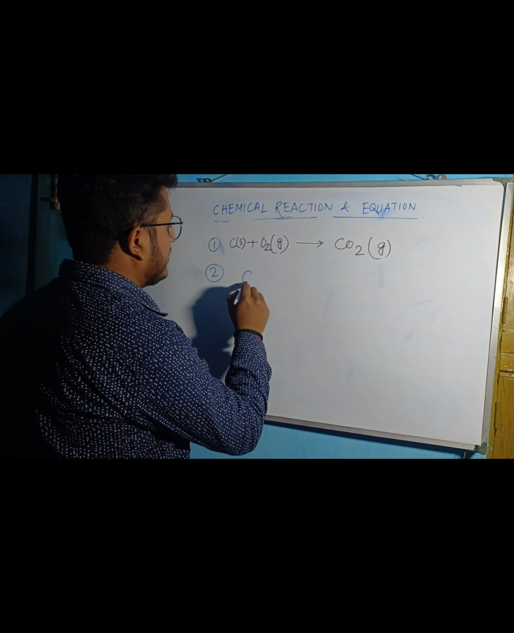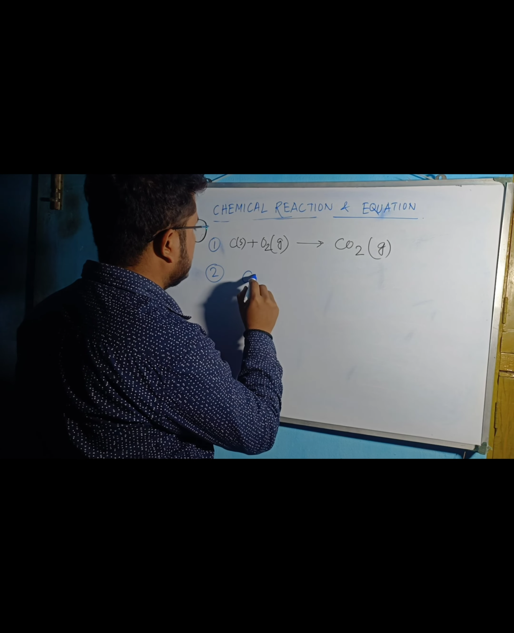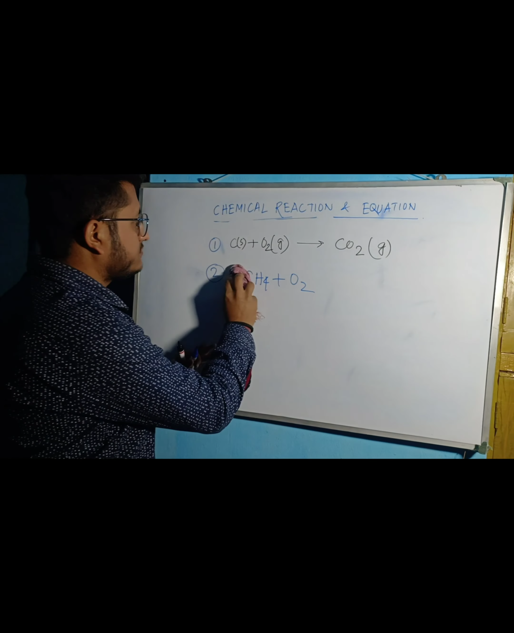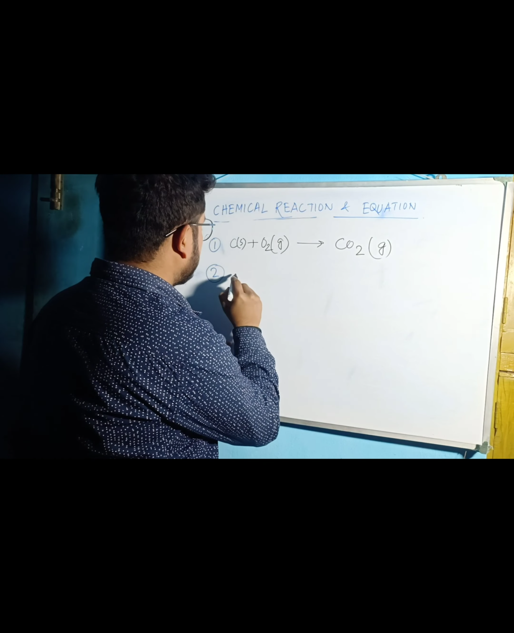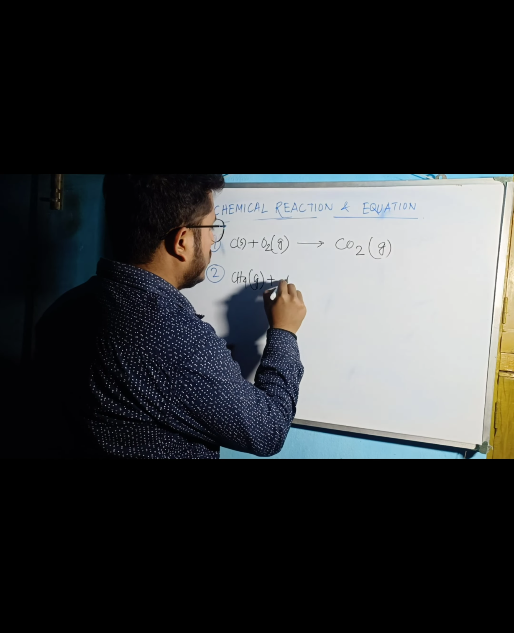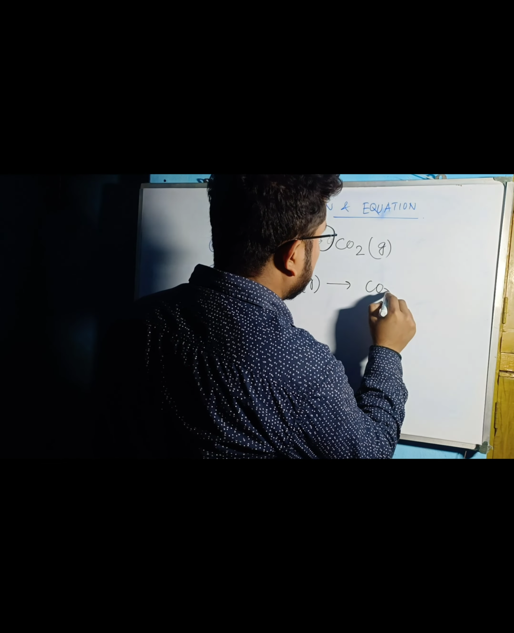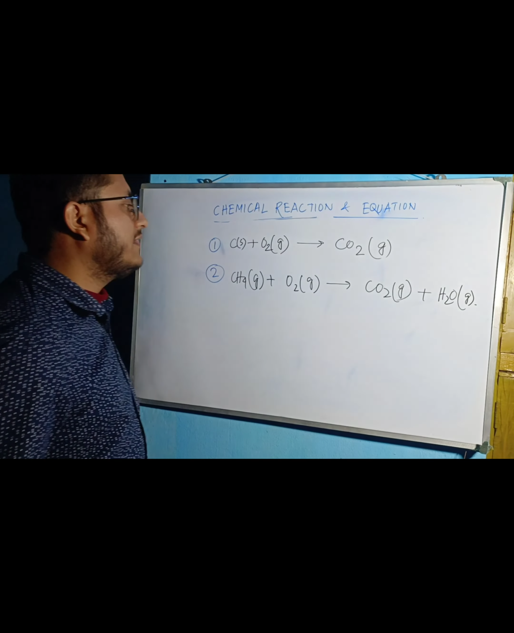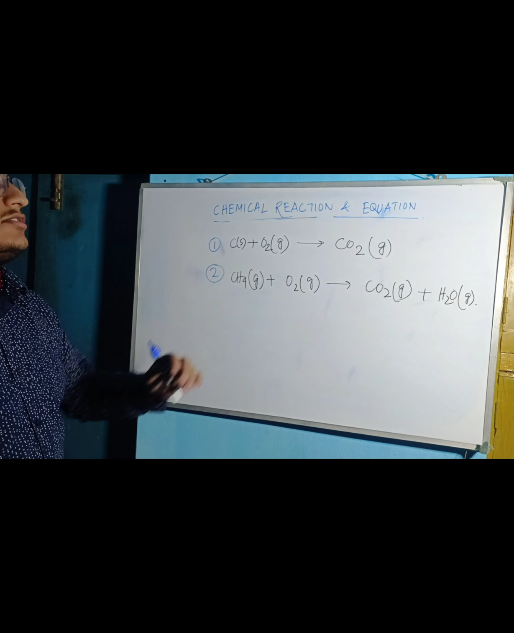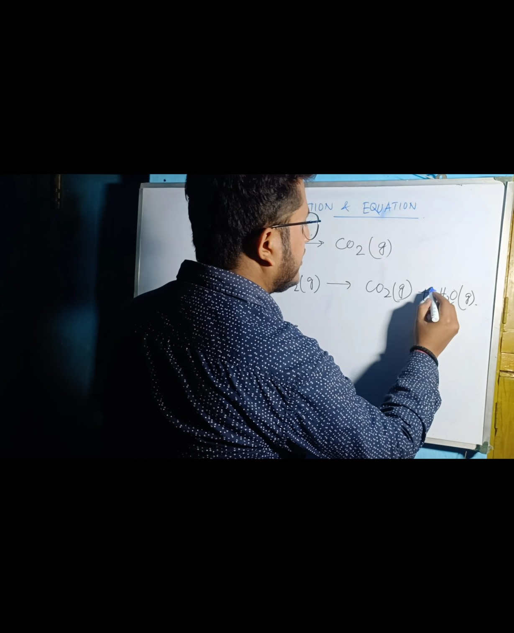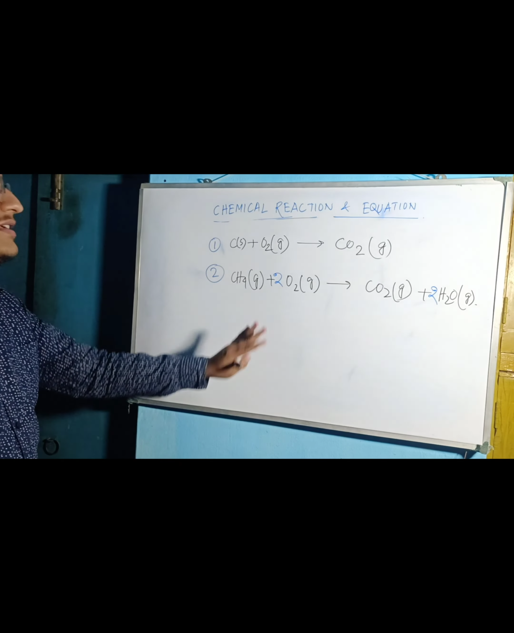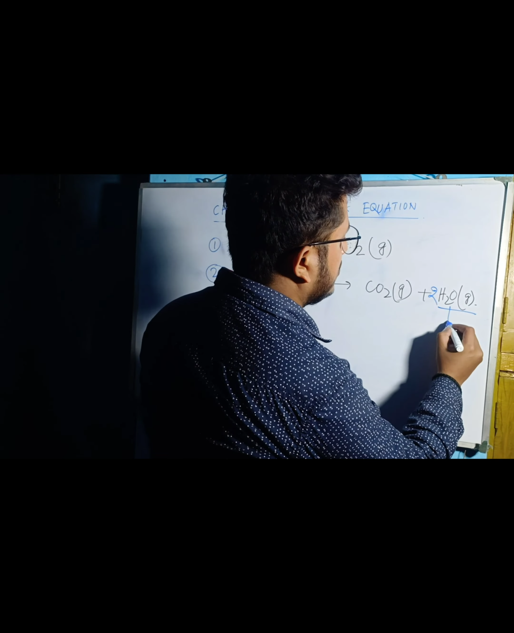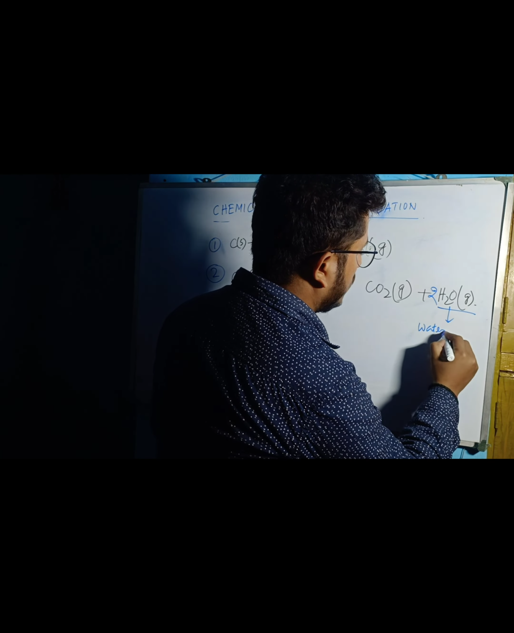Second, there is CH4 plus O2, which gives CO2 plus H2O. CH4 is a gaseous form, O2 is also gaseous, CO2 is also gaseous, and water is also a gaseous form. Now if you write down the equation, it is not a true one because it is not balanced. How to balance it? Write 2 here and write 2 here. Now it is the balanced chemical equation, and the physical states are present. So water G means water vapor.